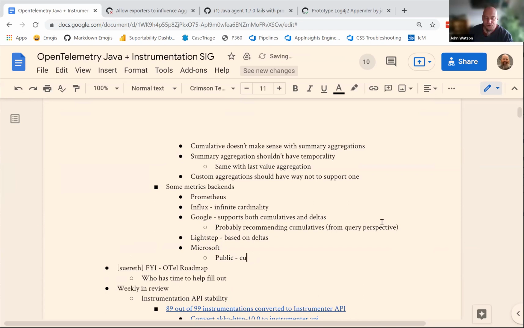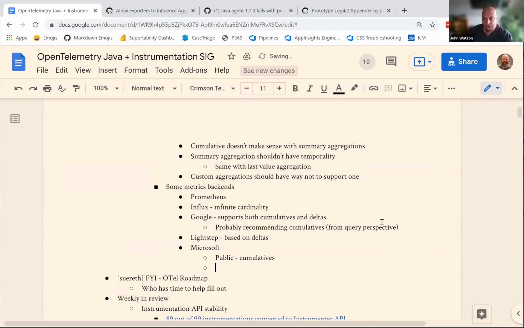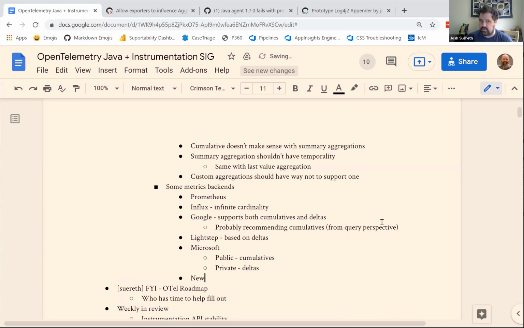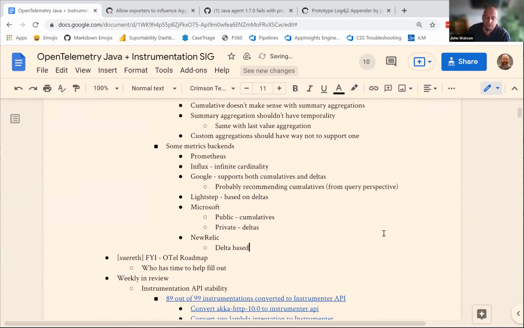You should also include New Relic in here, because Jack and UK are involved in a lot of this. Yes, I also rely a lot on Jack's opinion on what he needs for New Relic. Yep. And that is a delta-based system. So is that true? I think those are the 6 that I was mentioning, right? 1, 2, 3, 4, 5, 6. Yeah. So those are the 6 backends that we tend to use to do our evaluation.